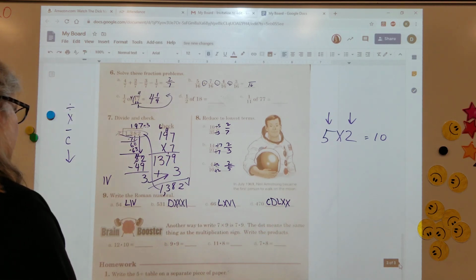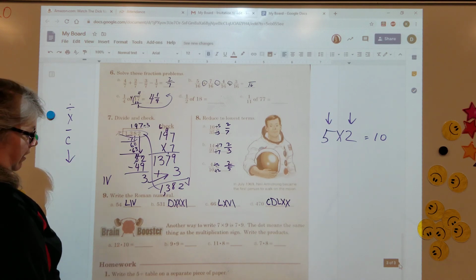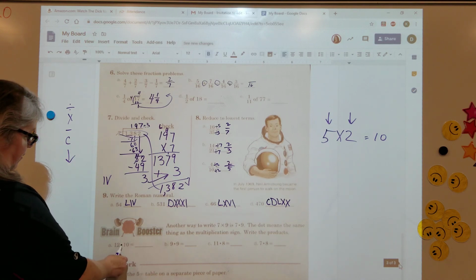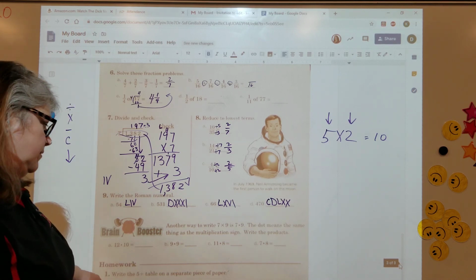Okay. Remember that this is a brain booster. The dot is another way to write times. So this really means 12 times 10. This means 9 times 9. And here's your homework assignment.